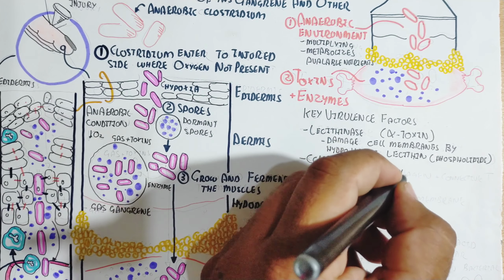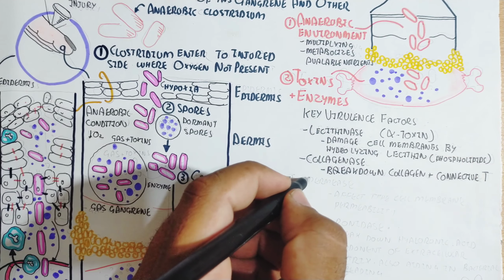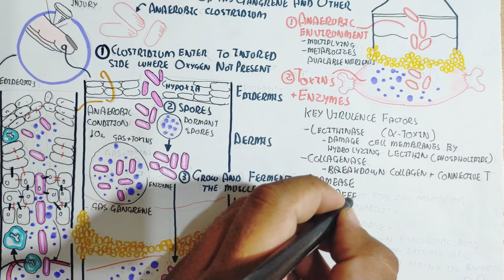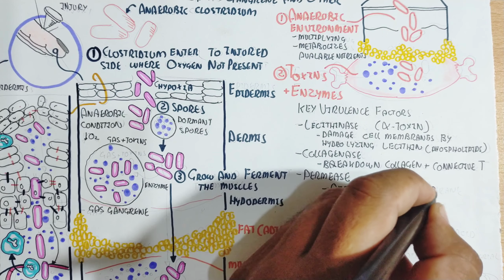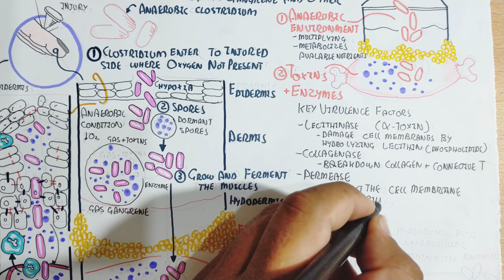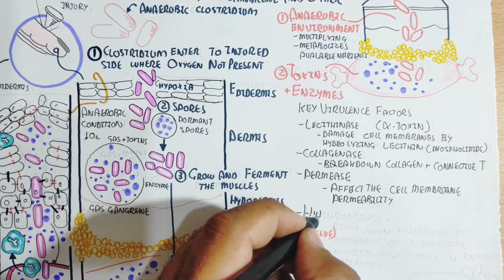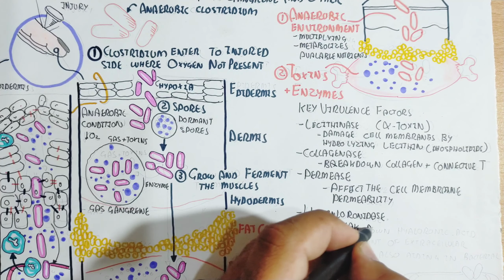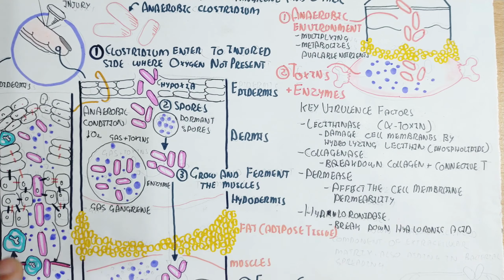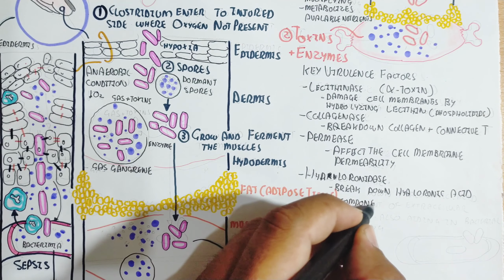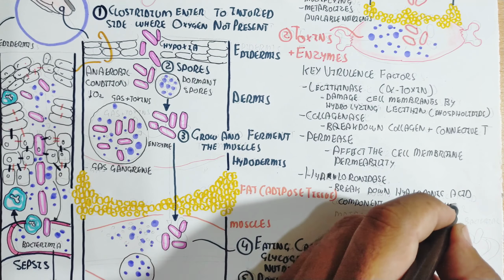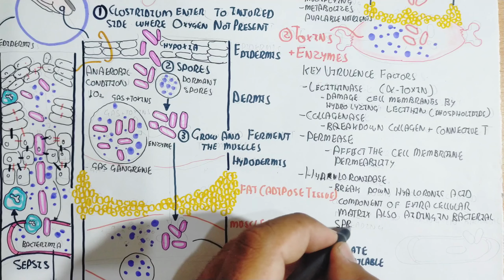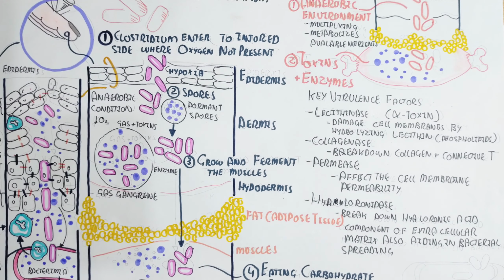On the other hand, the collagenase enzyme leads to breakdown of collagen. So remember, it breaks down collagen and connective tissue, and the permease enzyme affects cell membrane permeability. And on the other hand, hyaluronic acid is broken down by the hyaluronidase enzyme, a component of the extracellular matrix, also aiding bacterial spreading. So the bacteria spread through the blood circulatory system, known as bacteremia, and sepsis will target other sites and lead to gangrene progression.